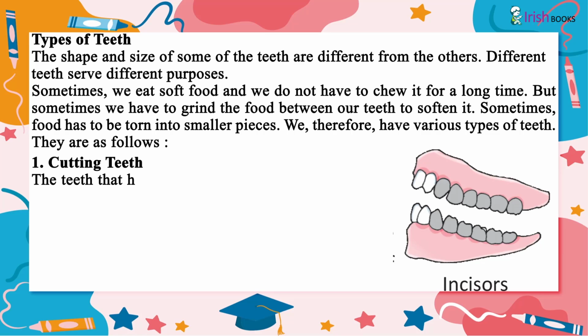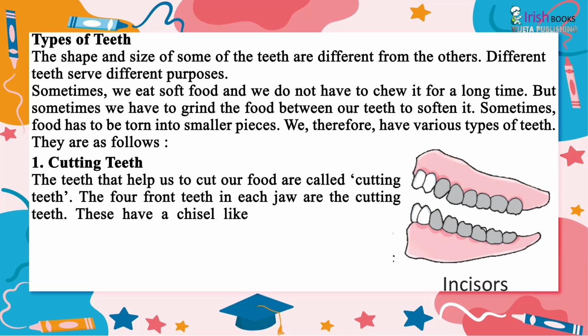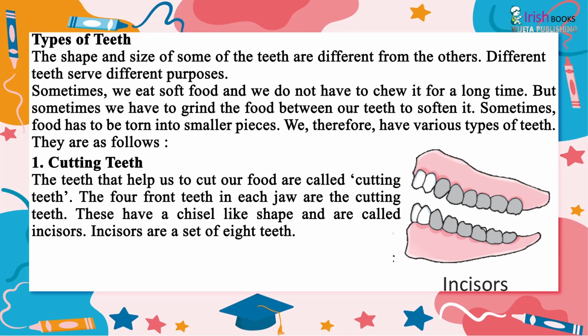They are as follows. Number 1. Cutting teeth. The teeth that help us to cut our food are called cutting teeth. The 4 front teeth in each jaw are the cutting teeth. These have a chisel-like shape and are called incisors. Incisors are a set of 8 teeth.